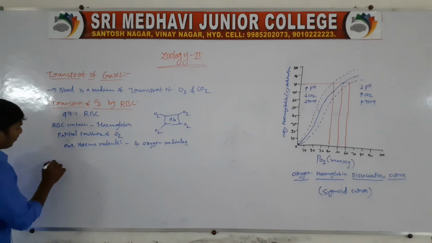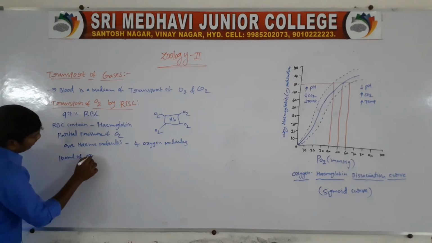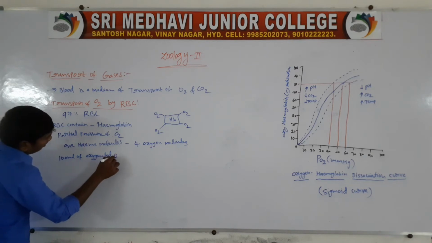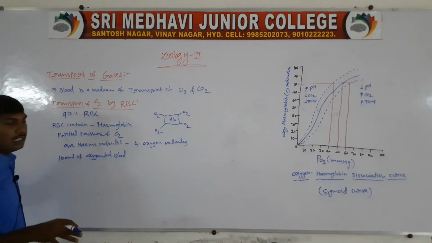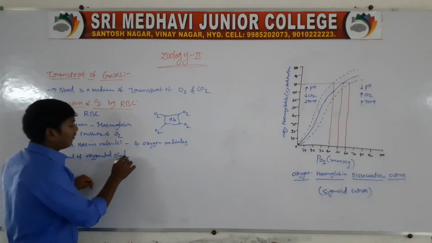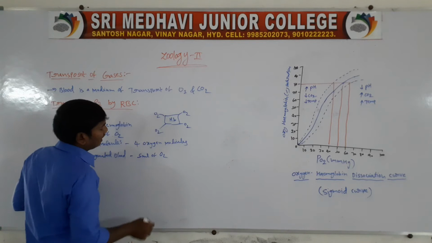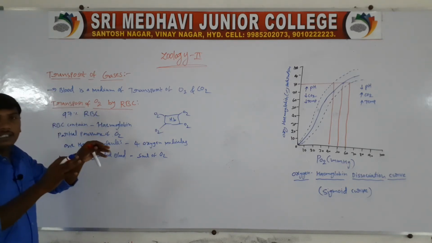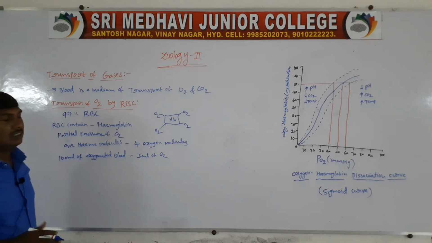Normally, 100 ml of oxygenated blood transports 5 ml of oxygen. The 100 ml of oxygenated blood contains 5 ml of oxygen.